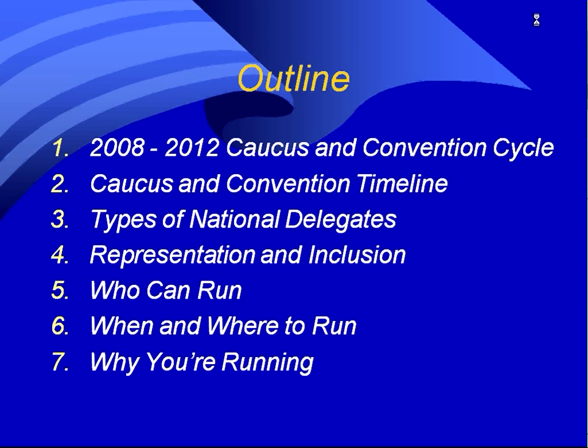We'll then review the representation and inclusion goals for the Democratic Party, which are very important, and then talk about who can run, when and where to run, and finally, why you're running. This is potentially the most important part because it's how you're going to tell your story. When you get up in front of individuals that are electing national delegates, you need to have a compelling message to share with them so that you stand out from the crowd and are elected to join us in Charlotte, which would be fantastic.